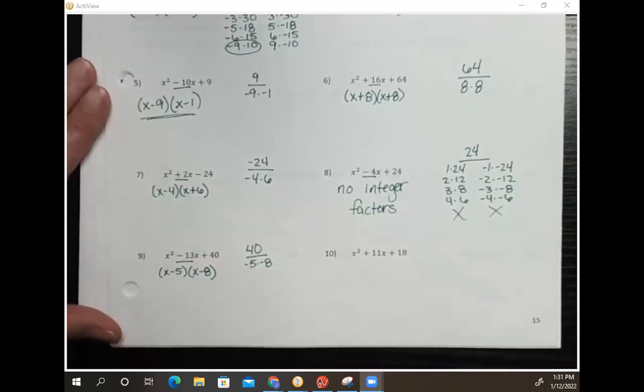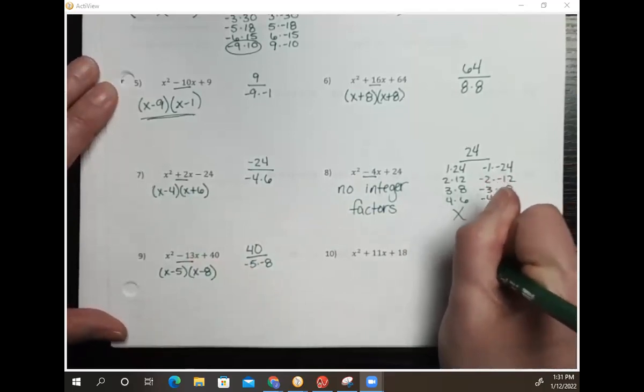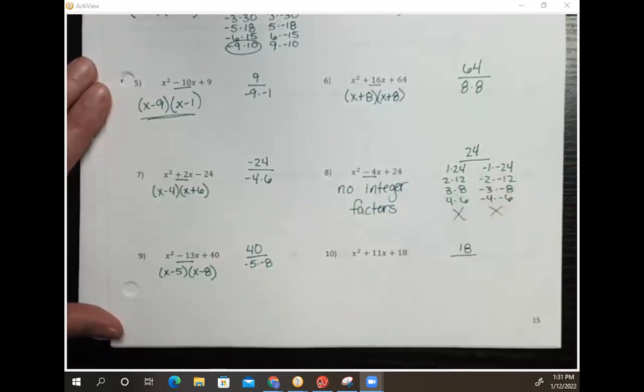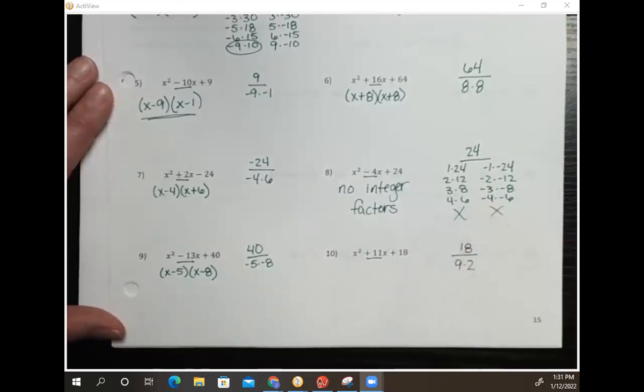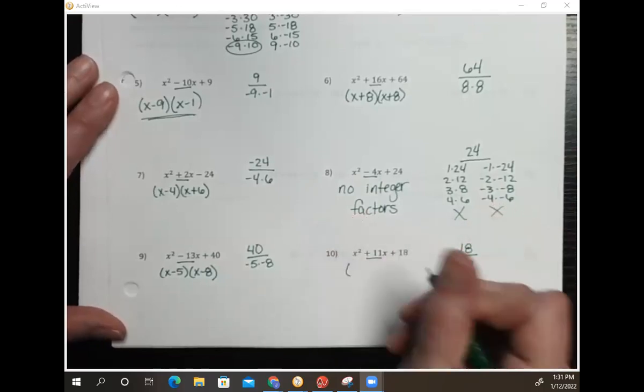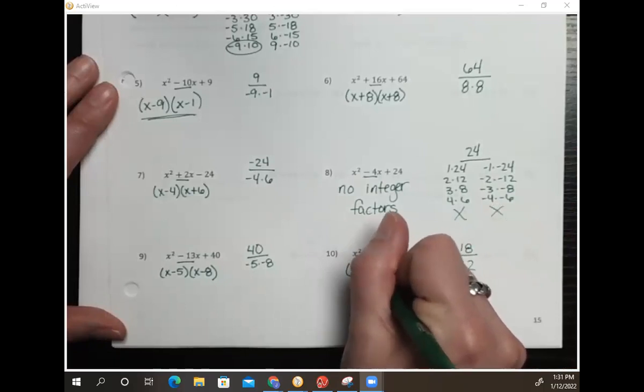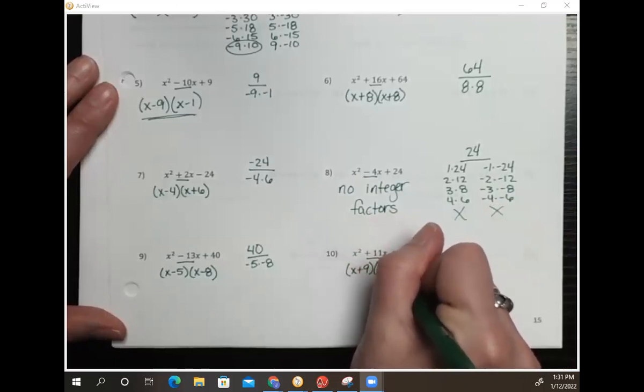And then our last problem on page 15, I need numbers that would multiply to give me 18, but add to give me 11. Factors of 18 that add to 11. Yeah, 9 times 2, that would do it. Multiply to 18, but add to 11. So this would be x plus 9 times x plus 2.